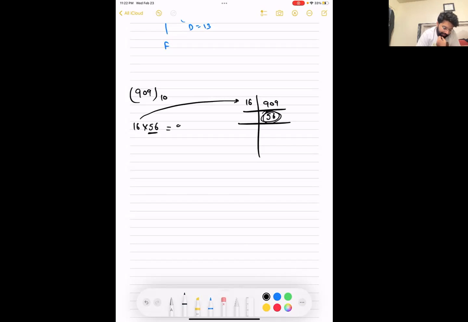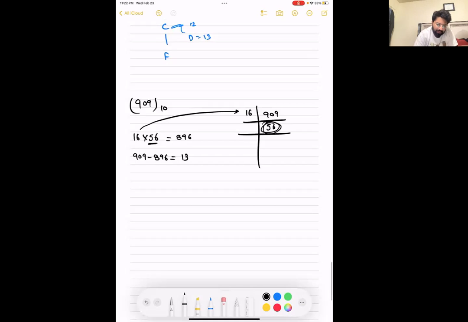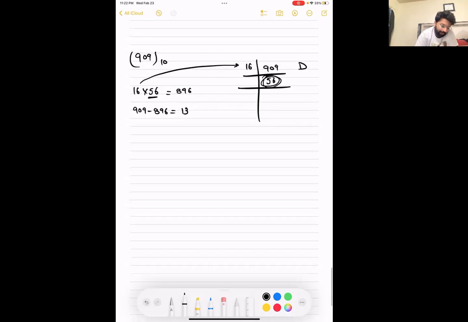16 times 56 is 896. Now, 909 minus 896 gives us 13 again, which we know is D. So instead of writing 13 as a remainder, we're going to just write D. Now, if you do 56 divided by 16, you're going to get 3 point something, but we don't care about the decimals, so it's going to be just 3 itself. Now, 16 multiplied by 3 gives us 48.